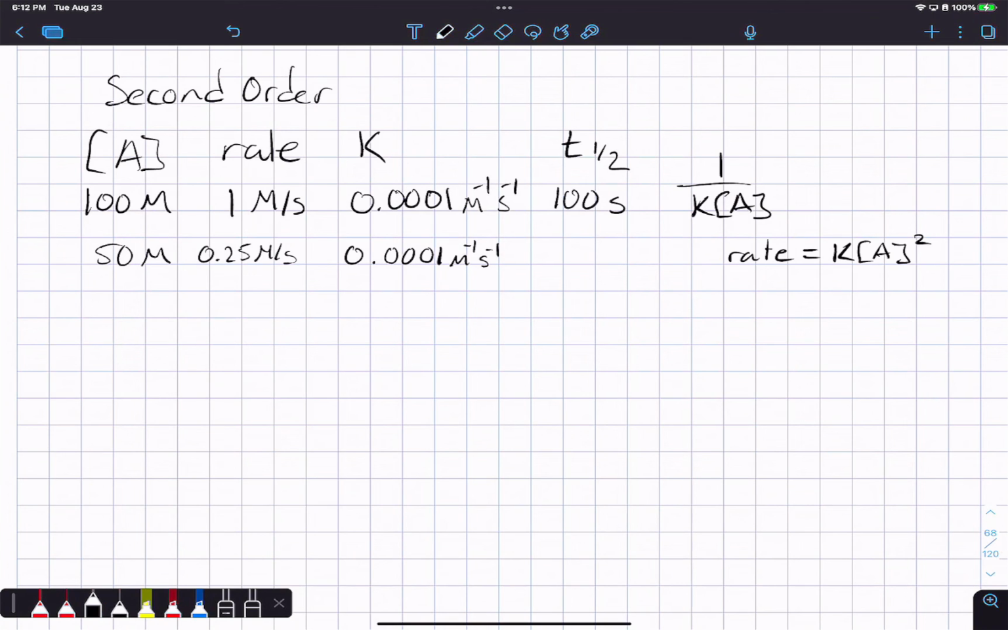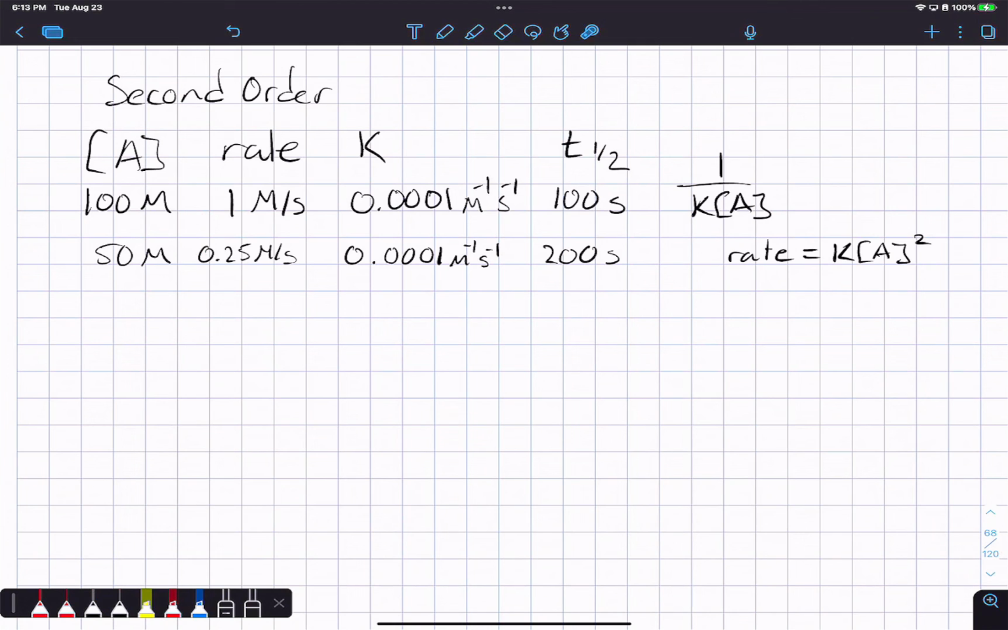Our half-life again is going to be 1 divided by 0.0001 times, or sorry, K times the concentration, which is 50. So now our half-life is 200 seconds. And like I said earlier, if we cut our concentration in half, our rate is now 1/4 of what it was before. If we cut it in half again, it's going to be 1/16 of what it was.